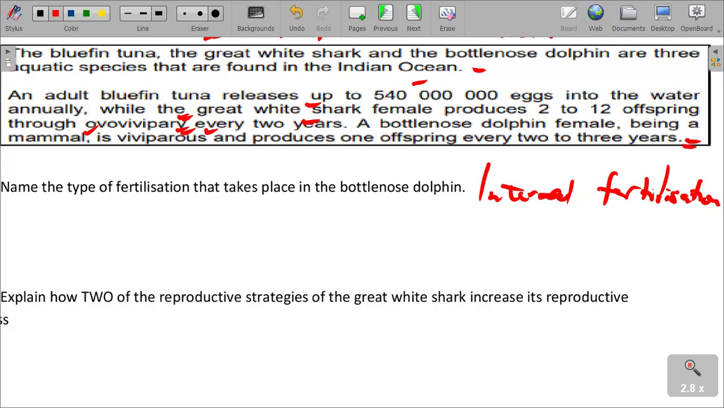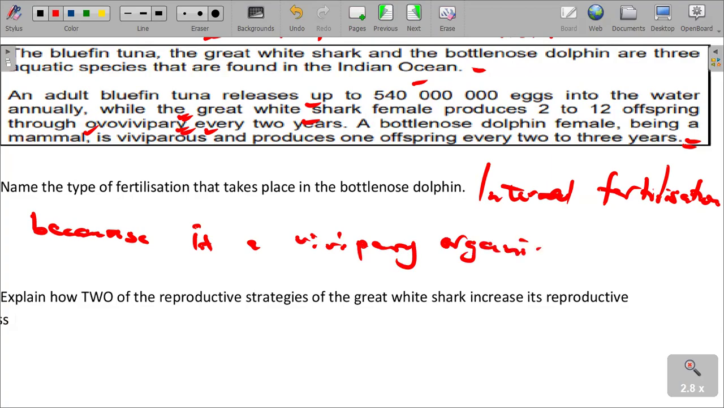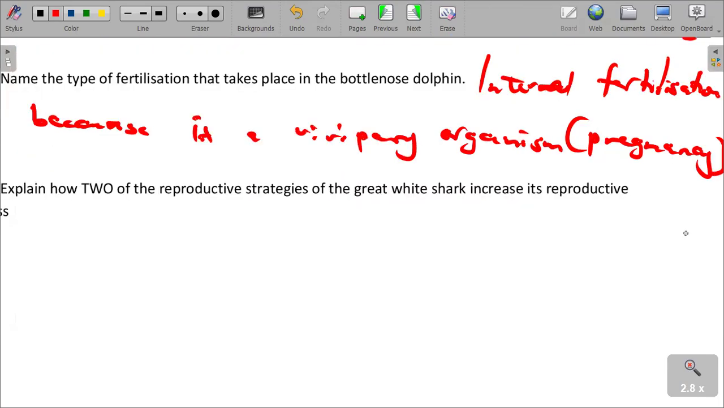Viviparous organisms carry pregnancy. Why are we saying that it is internal? Because it is a viviparous organism, meaning it carries pregnancy. Pregnancy can only be carried by organisms that do internal fertilization.